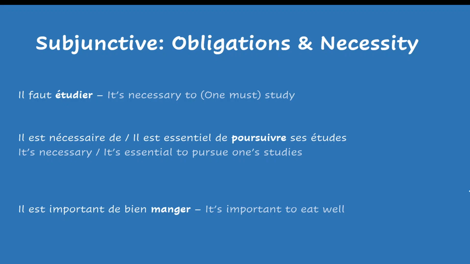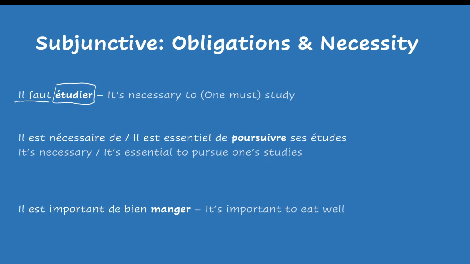Today we are going to see how to use the subjunctive to express obligation and necessity. So if you remember, we already saw that if you want to say that it's necessary to do something, you can use the expression il faut. And then you are going to use an infinitive. Il faut étudier, which means it's necessary to study or one must study.